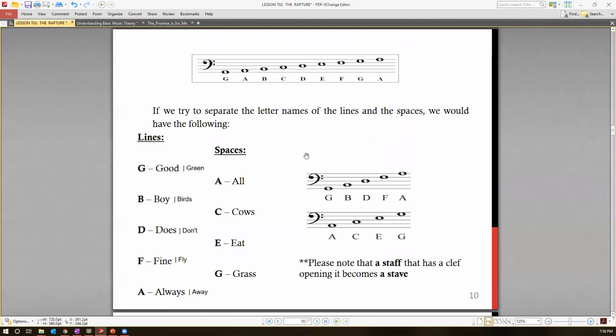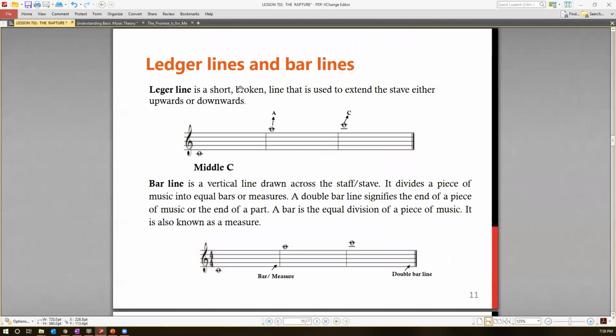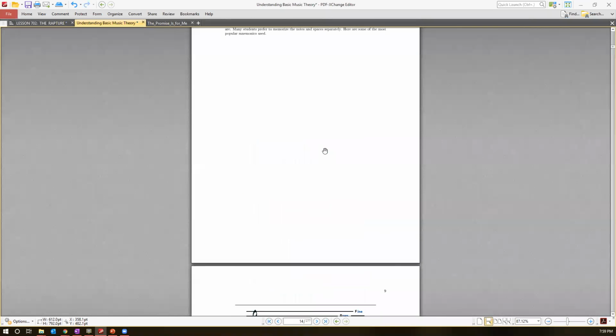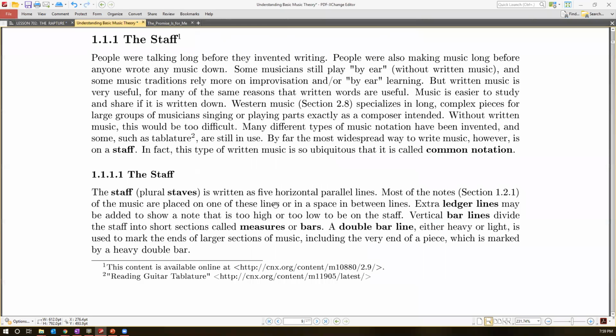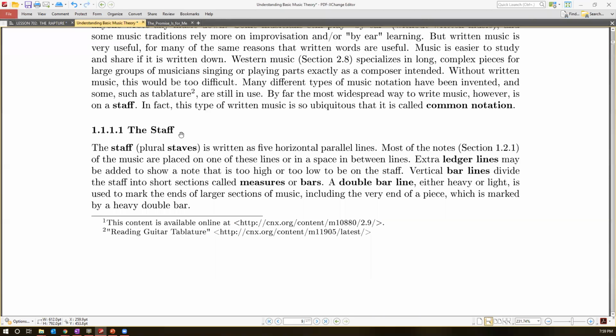Okay, so before we go to the next topic, ledger lines and bar lines. Remember we have a staff, and the staff is made up of 5 lines and 5 spaces. We have many staffs, which we call staves. The plural of staff is stave.